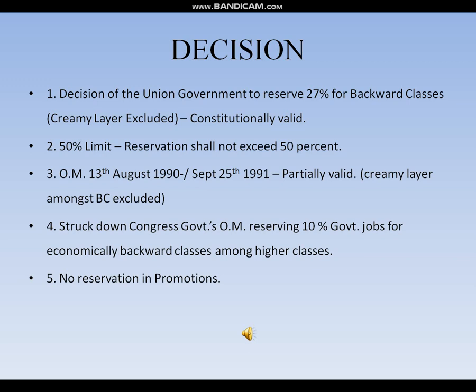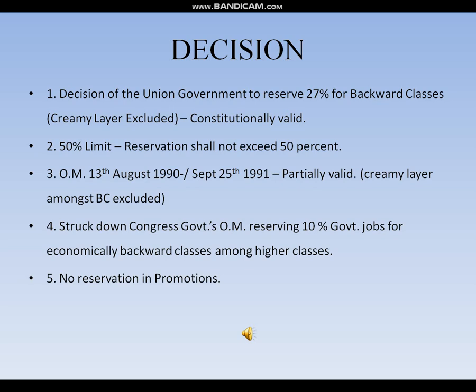Let's come to the decision of the case. Remember, students, I have given you the elaborate judgment in Indra Sawhney's case on your WhatsApp. Do go through it. This is just basic information with regard to the decision. Let's go through it one by one so that it's clear what decision was given in this case. Firstly, the decision of the union government to reserve 27% for the backward classes was what was challenged in the first place. It was decided that it is constitutionally valid.